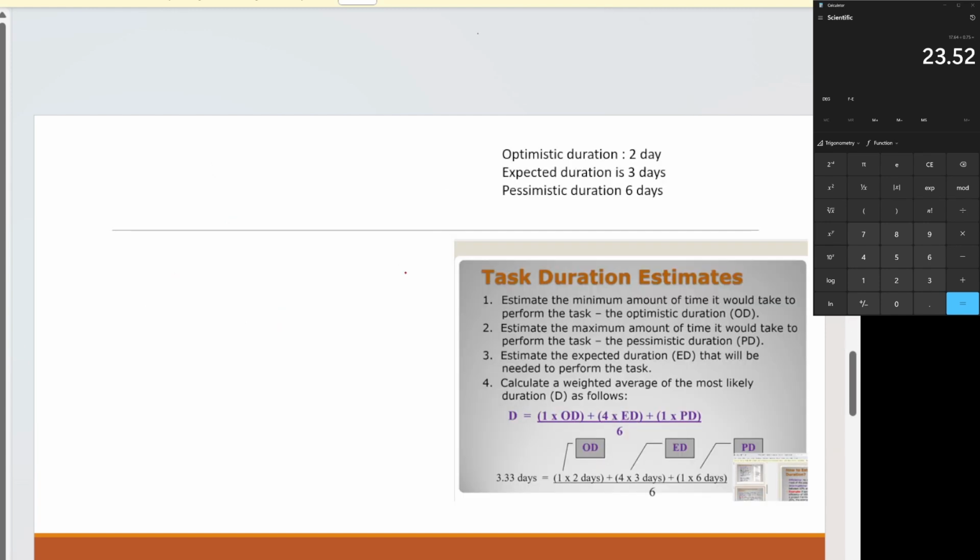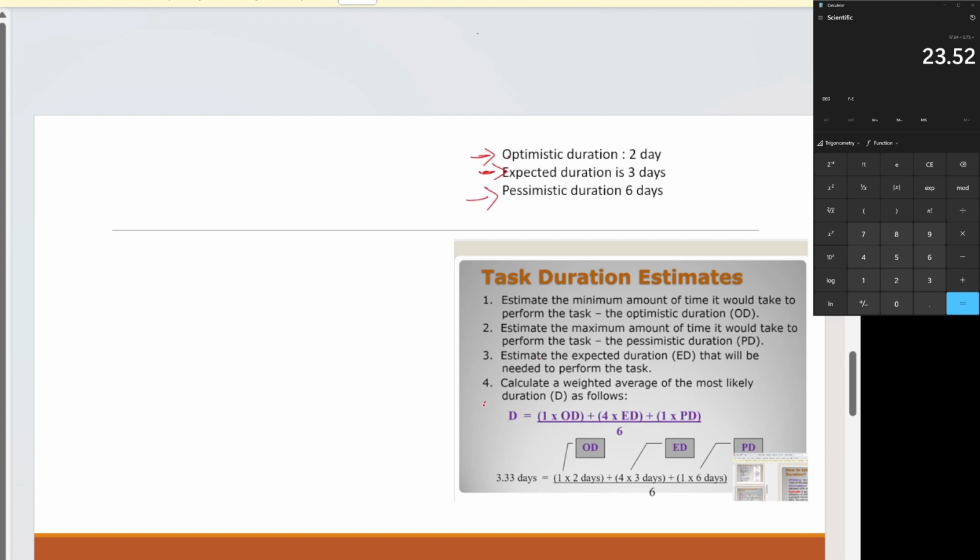Okay, so let's calculate how much duration it will take for us to do a task, keeping in mind optimistic, pessimistic, and expected duration. Whenever you have this question, you'll be given three things. Optimistic duration is the minimum amount of time it would take to complete the task, expected duration is the time you expect the task to take, and pessimistic duration is the maximum amount of time you need to do the task.